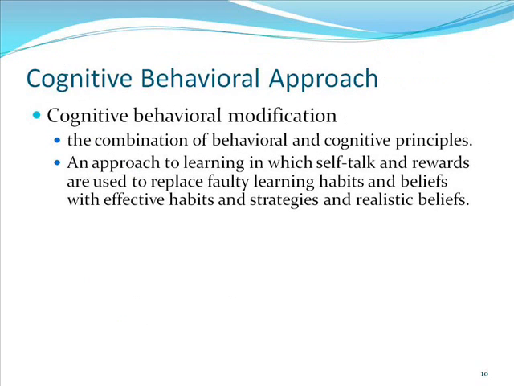Behavioral and cognitive principles have been combined in an approach known as cognitive behavioral modification. Our behavior is affected by the set of rewards and punishment we have experienced in the past and our beliefs, thoughts, and expectations. This approach uses self-talk and rewards to replace faulty learning habits and beliefs with effective habits and strategies and realistic beliefs.